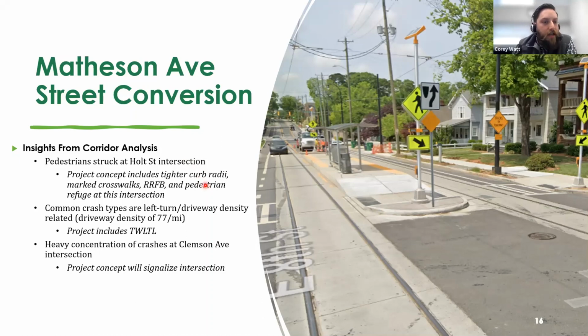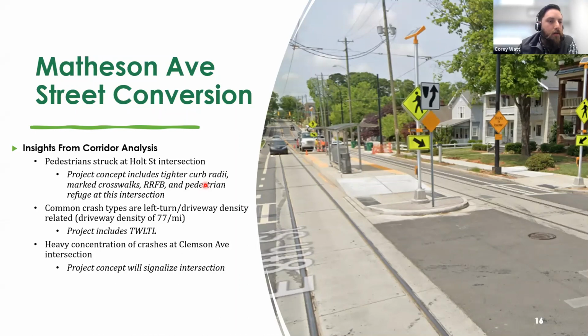We also saw, and I hit on this a minute ago, that our common crash types are your left turn and driveway density related crash types. There's a driveway density of about 77 driveways in a 1 mile stretch along this corridor. So the project includes a two-way left turn lane to help mitigate some of those crashes.